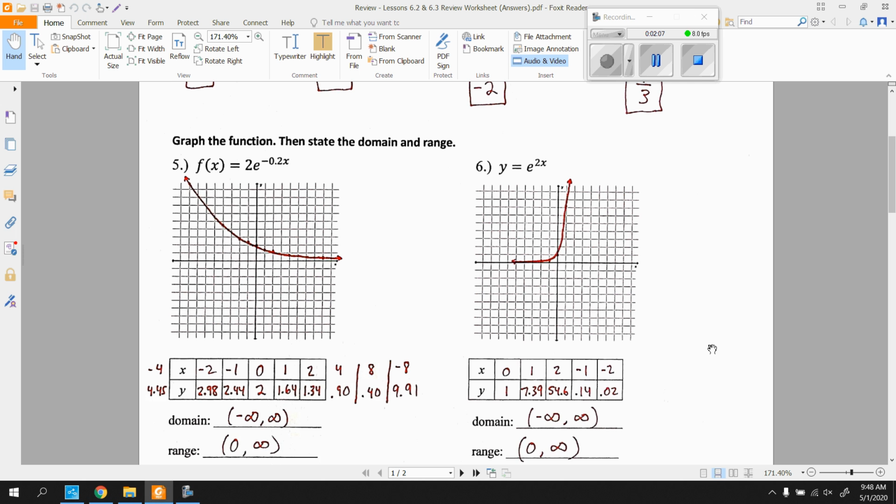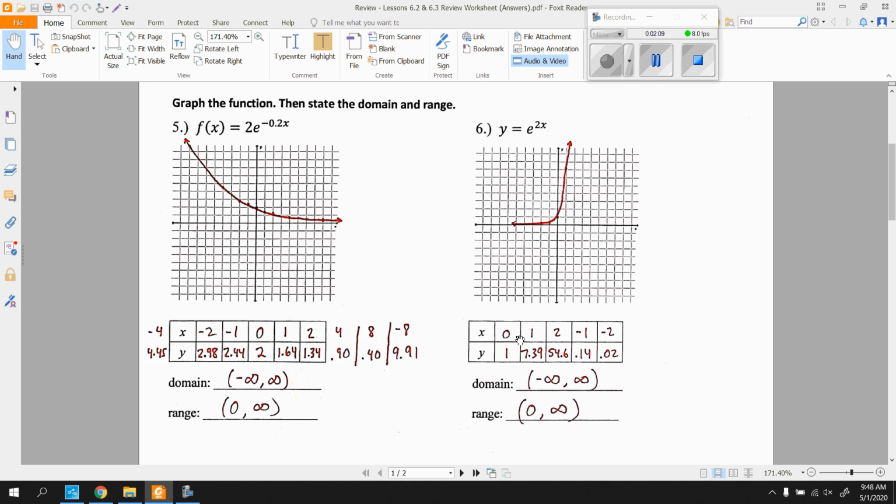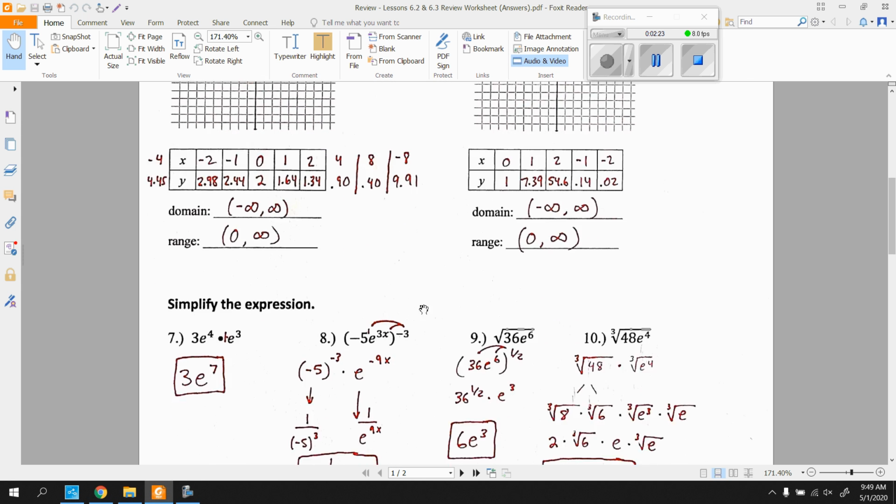This one was the opposite way, where I started at 0, but by the time I got to 2, we were way off the graph. And same thing going the other way: by the time I hit -1, -2, we were down to nothing.